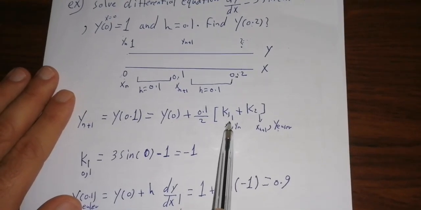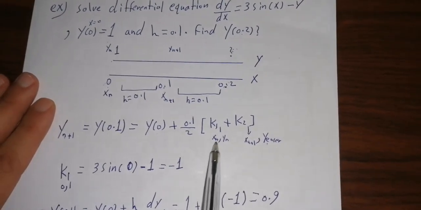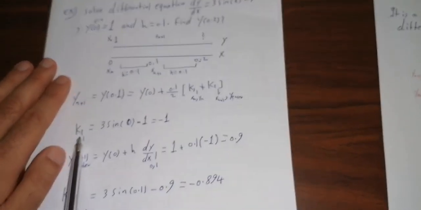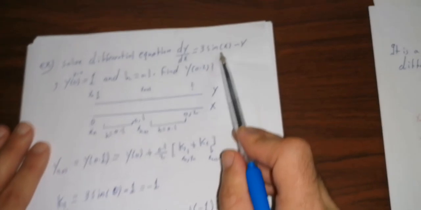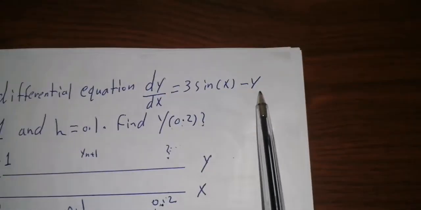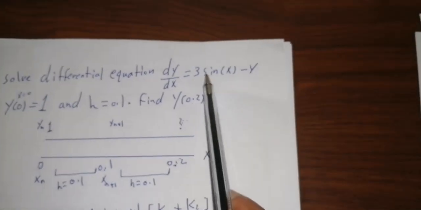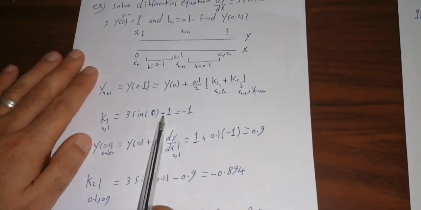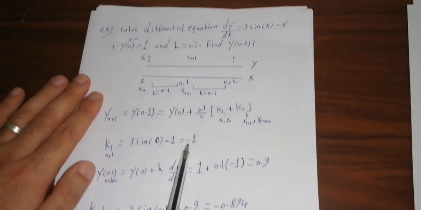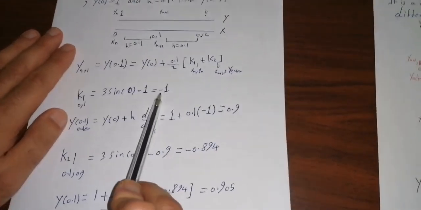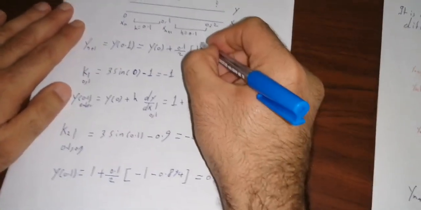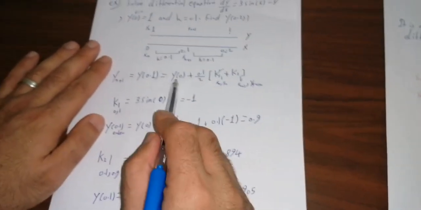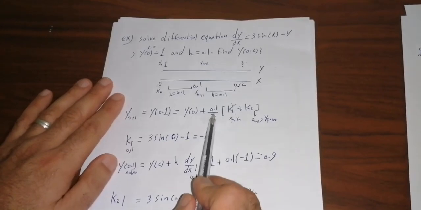K1, the first slope, at what? At xn, yn, which is 0 and 1. So I say k1 equals 3 sine x minus y. That means 3 sine of xn, 0, minus y, equals 1. This gives me the value of the first slope. So I already solved slope number 1, because y at 0 already exists, equal to 1, and h over 2 here.